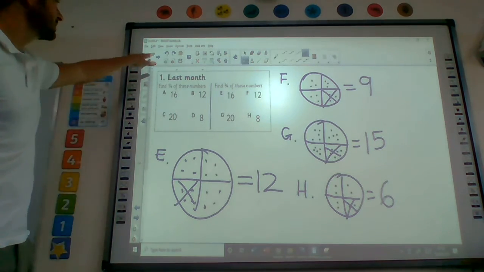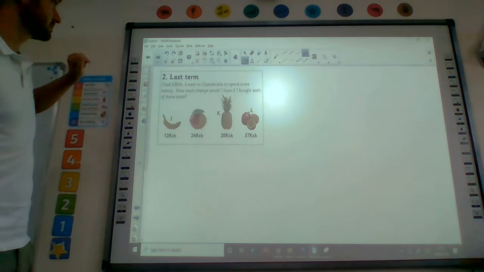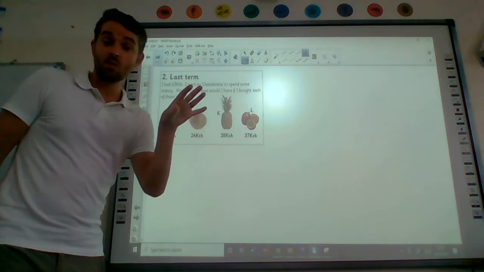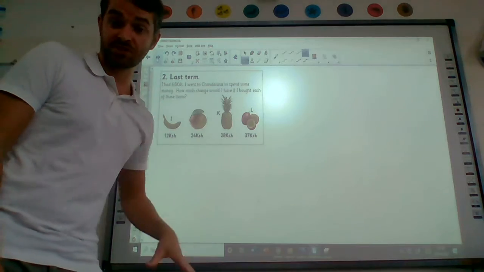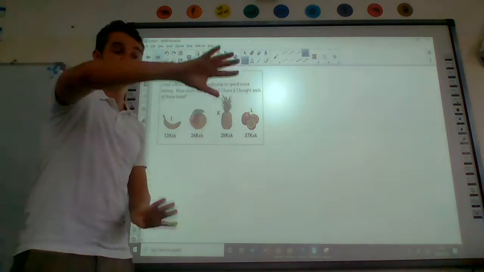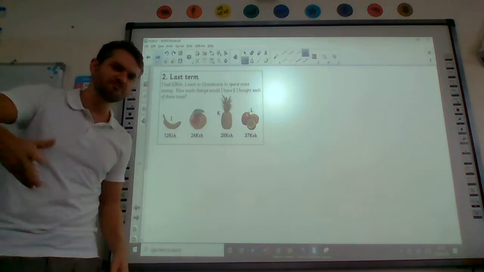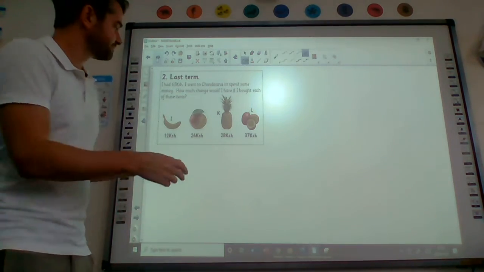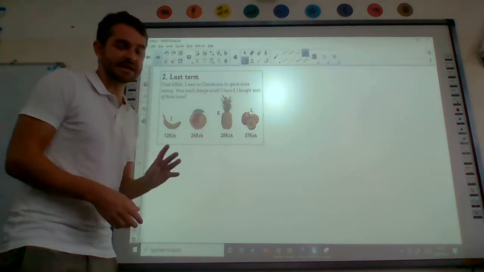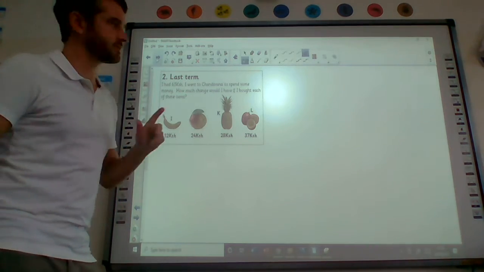Okay, we're moving on to think about last term. We went shopping and we bought things in the shop. We actually had our shop in the classroom and we were using money. I don't know if anybody can remember that long ago. What we need to do today is spend some money at Chandarana.